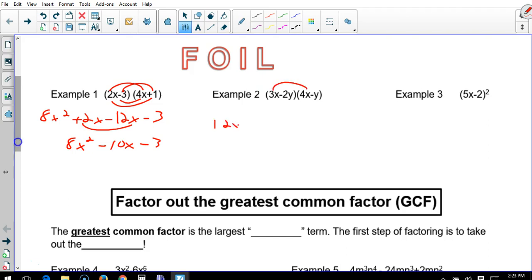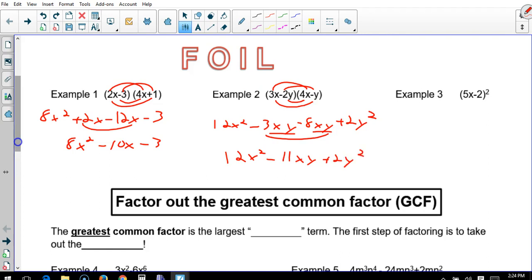First, 12x squared. Outer, negative 3xy. Notice we have two variables. That's okay. Inside, now you might want to say yx, but we keep the same order, negative 8xy, so that you can tell that they're like terms. And then last, positive 2y squared. These two are going to join together. Oh, it's going to be y squared, sorry. 12x squared minus 11xy plus 2y squared.